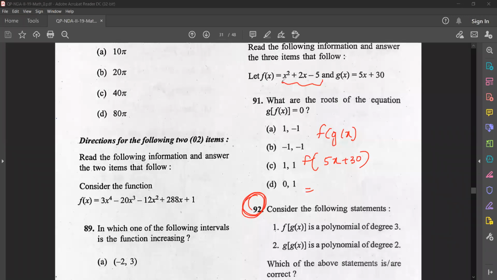In the place of x, you have to put 5x plus 30. So (5x plus 30) the whole square plus 2 into (5x plus 30) minus 5, isn't it? So I'm doing the remaining part over here. You need not simplify this completely. What we have to check is whether the degree is 3. You can check from here itself whether you're getting the degree as 3.